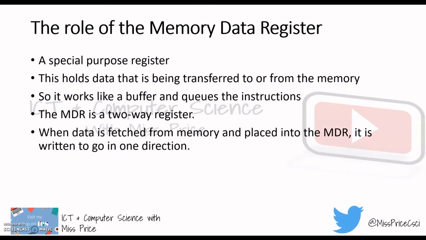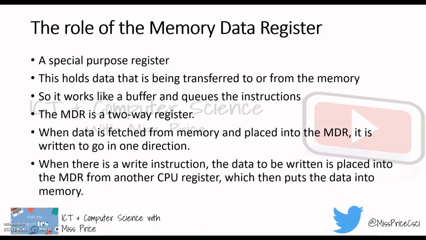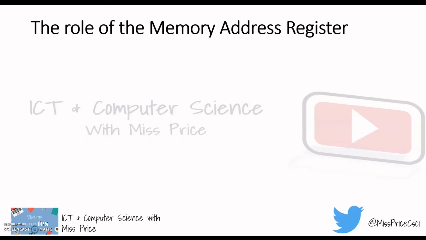So when the data is fetched from the memory and placed onto the MDR, it is written to go in one direction. Okay, but when there's written instructions, the data is then placed into the MDR from the CPU register and then it puts it into the memory. Okay, so it is just a buffer. It's just like a meeting point for the instructions.